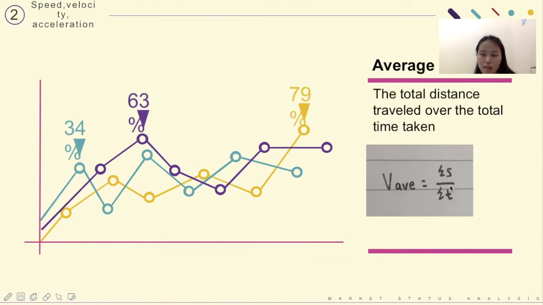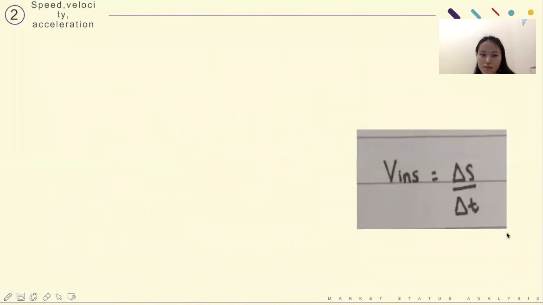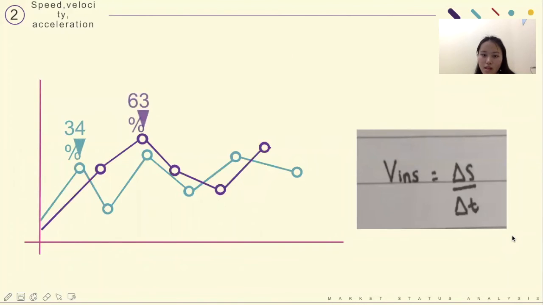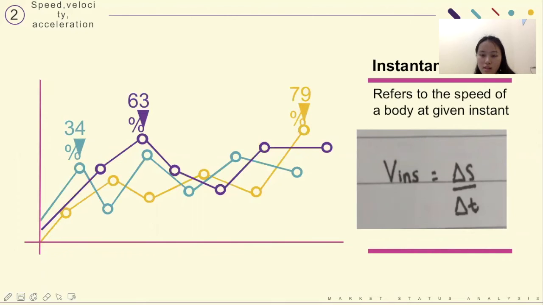In speed, there is average speed. Average speed is the total distance traveled over the total time taken, and the picture shown here is the formula of average speed. In speed, there is also instantaneous speed. Instantaneous speed refers to the speed of a body at a given instant, and the picture shown here is the formula of instantaneous speed.